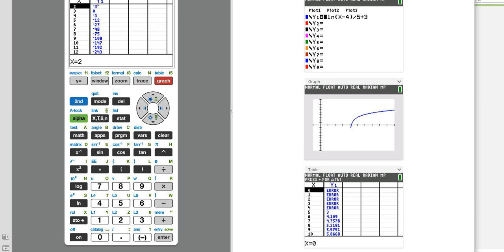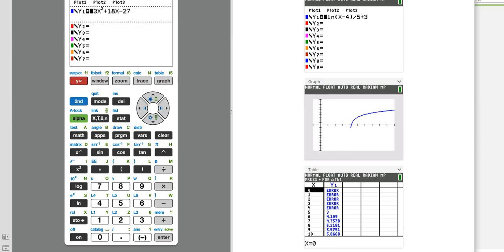The only thing we've got to do is figure out what f of 3 is. So what was my original function? Plus 18 minus 27. Negative 9. So f of x equals negative 9.